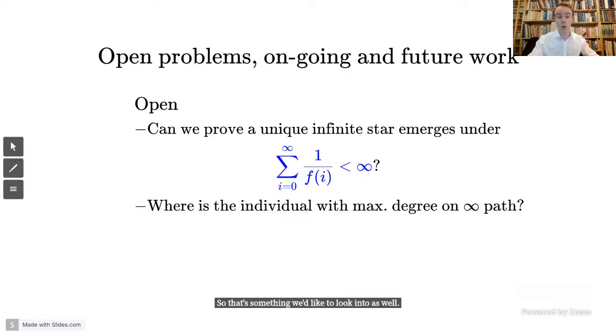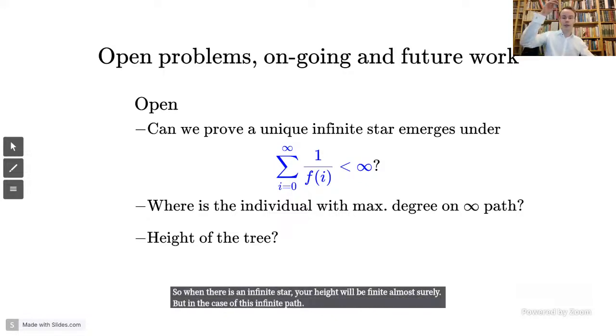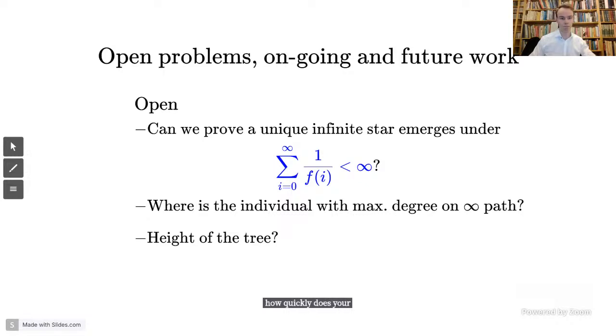And in particular, what can you say about the height of these trees in this infinite path case? So when there is an infinite star, your height will be finite almost surely. But in the case of this infinite path, how quickly does your height of the tree grow?